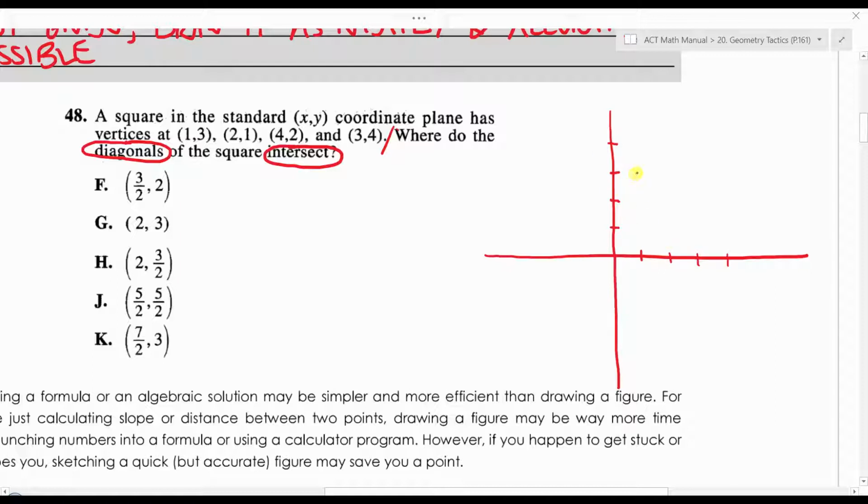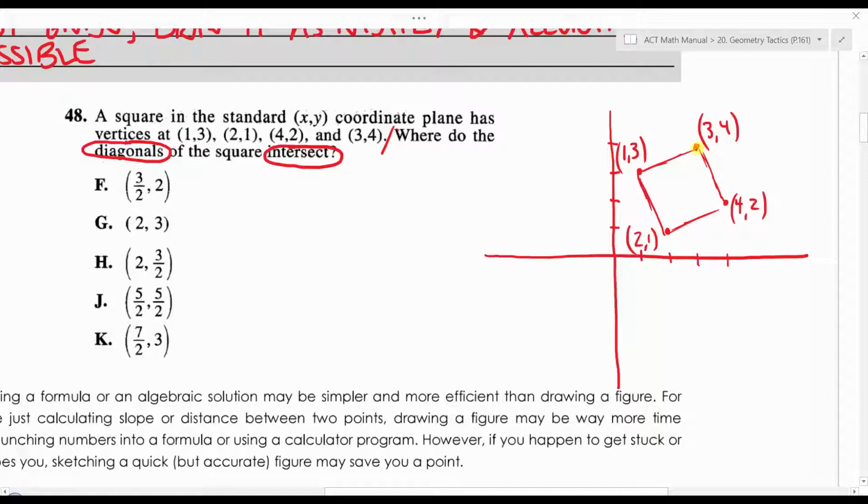Now I'm going to start plotting my points, again trying to be as accurate as possible. I'm going to actually label those points. That's 1, 3. I have a 2, 1, so that one's down there. I have a 4, 2, so that one is about there, and I have a 3, 4, so that one is about right there. Hopefully when I draw this in, it will look something like a square, and yes, it's looking something like a square. So that's the square that was described in the figure.